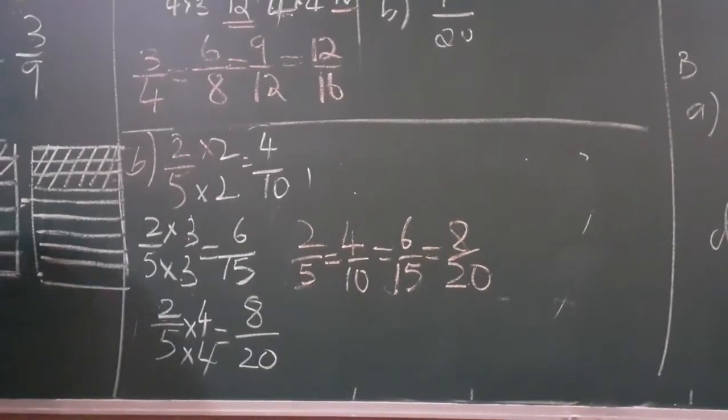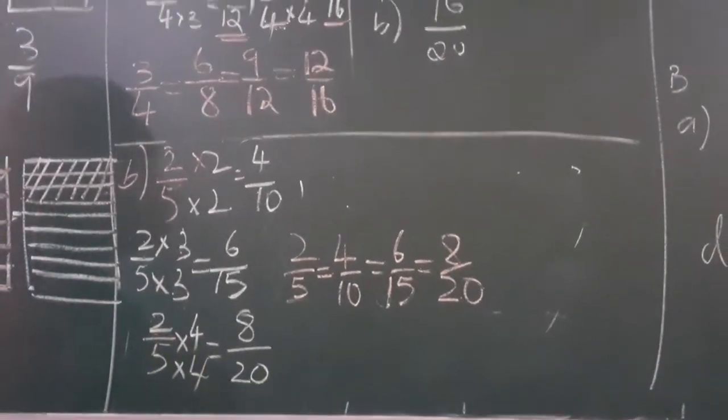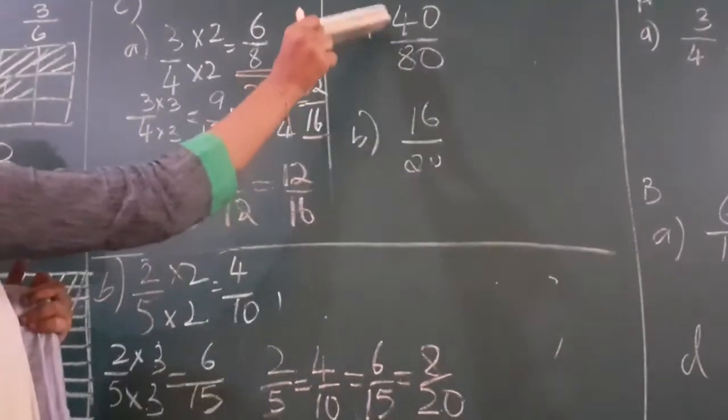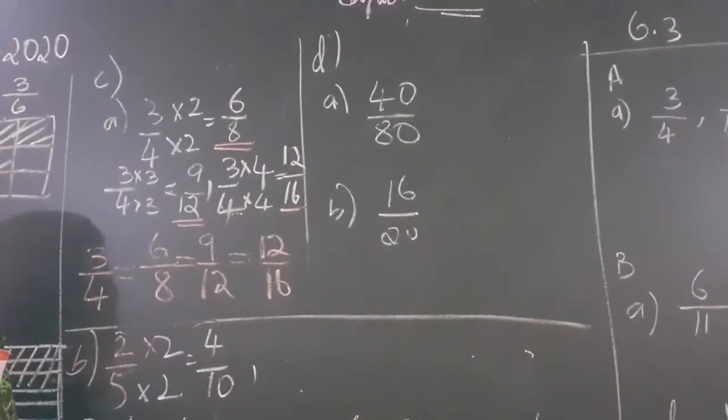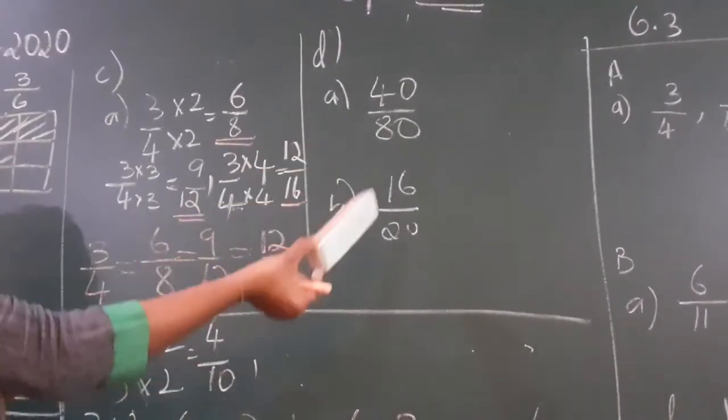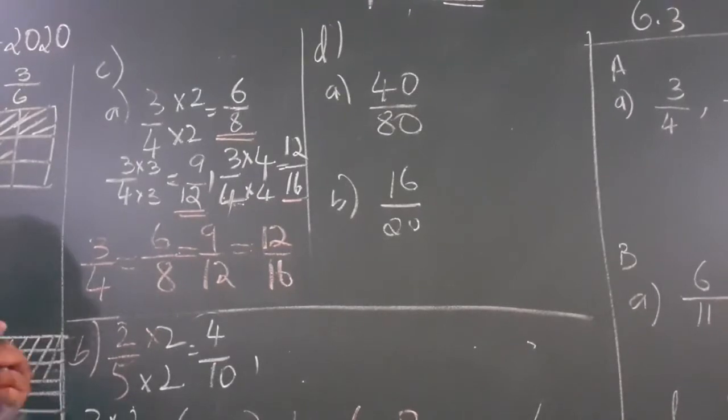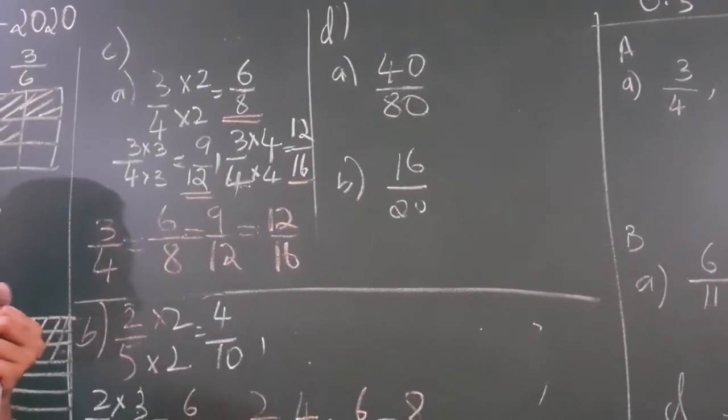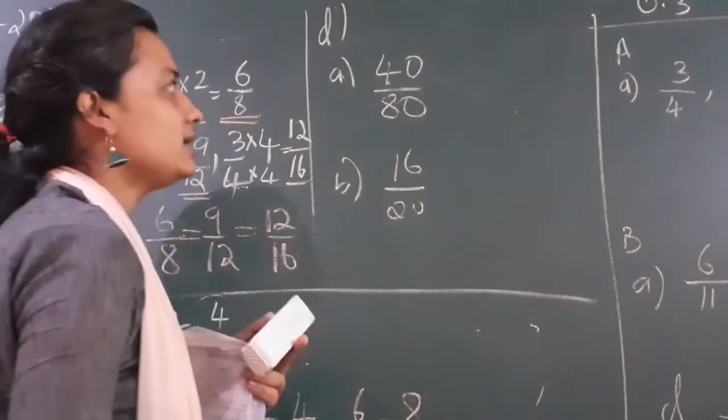Now let us find by the division method. That is your B main. We have to find equivalent fractions by the division method. In the division method, you don't find so many equivalent fractions. If you find one, that is enough. So how will I do?